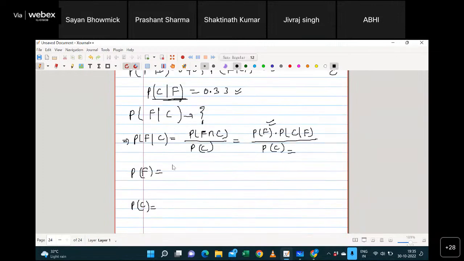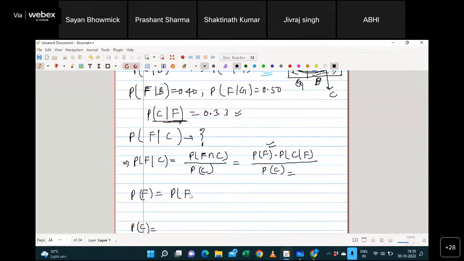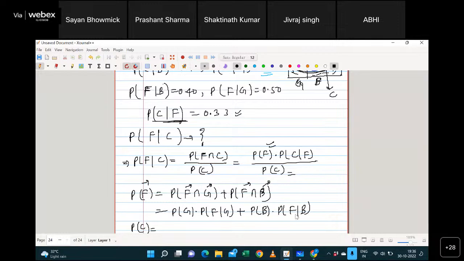Probability of F means probability of playing football, by girls or by boys, like probability of white chocolate intersection fridge 2 plus white chocolate intersection fridge 1. So what I can write here is probability of girls into probability of F given G, plus probability of boys into probability of F given B. Okay?